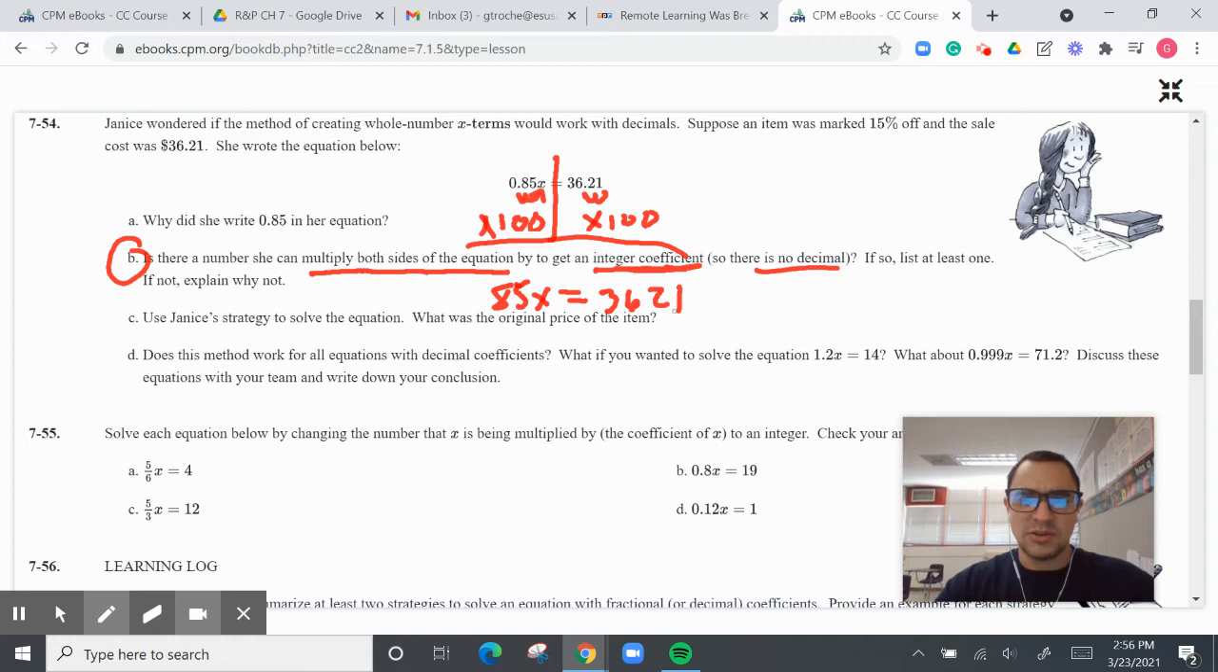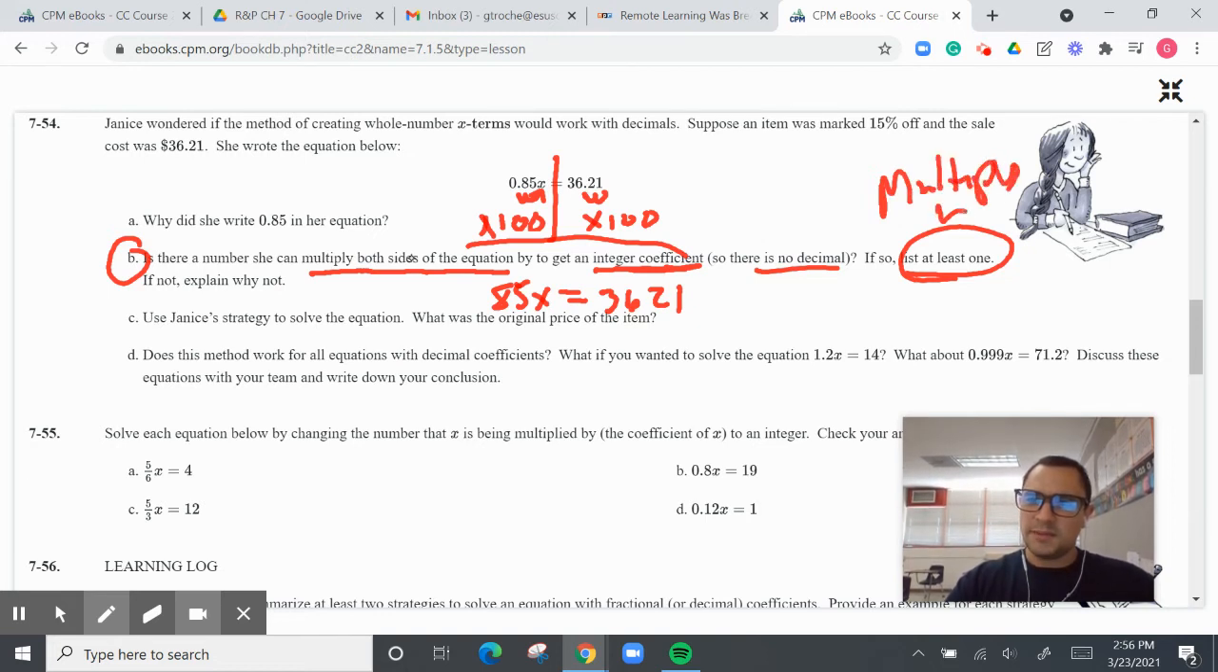3621. If so, list at least one. All right, so that's going to be multiply by 100 on both sides.